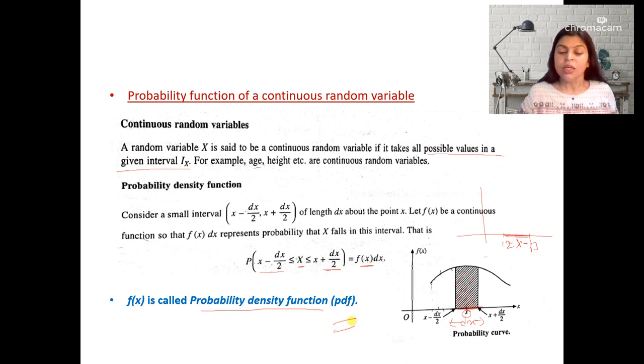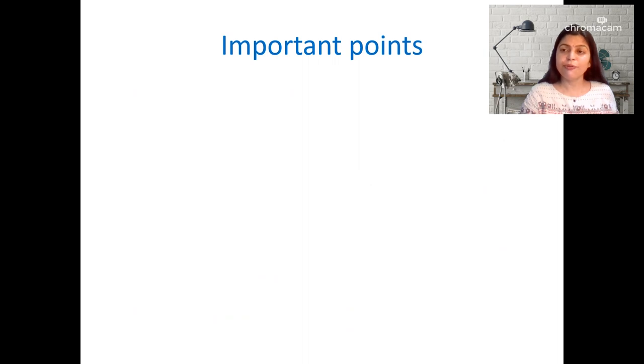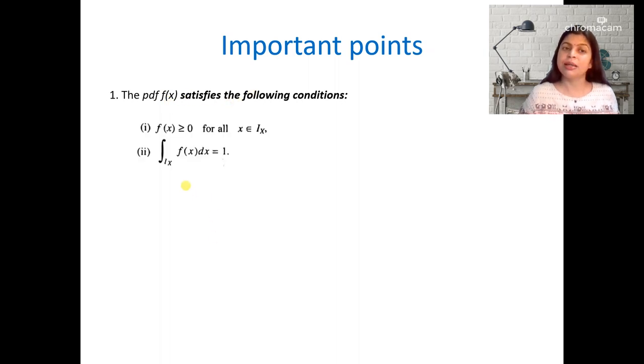Remember this thing. Now I will take an example of what kind of questions can be asked in examination. But before that, there are a few important points you need to memorize for the continuous random variable and PDF, probability density function. First, this PDF fx satisfies the following two conditions. Number one, fx must be greater than or equal to 0 for all x belonging to this interval. Second, throughout this interval, if you integrate, you will get the sum equivalent to 1.